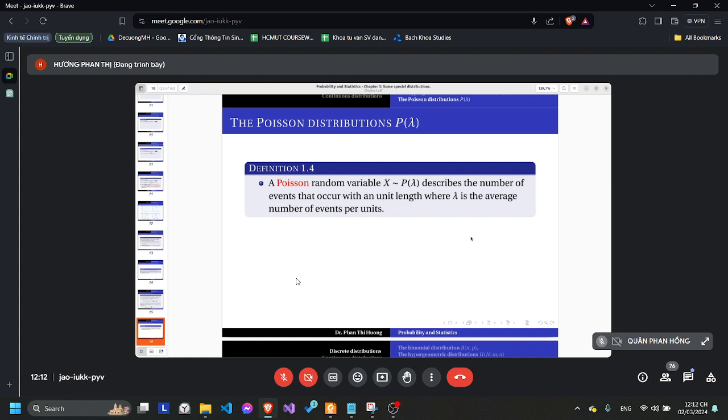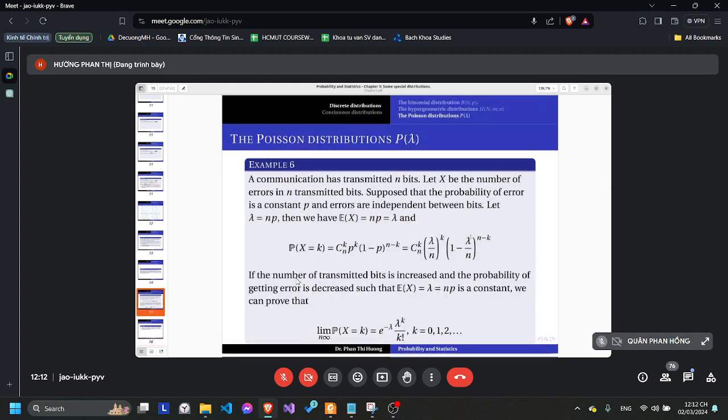Okay, so let's talk about the Poisson distributions. To define the Poisson distributions, now we have looked at example 6. Suppose that now we're interested in a communication system, and in this system, we transmit n bits. If S denotes the number of errors in n transmitted bits, suppose that the probability of getting an error for one bit is a constant p, and the errors are independent between bits.